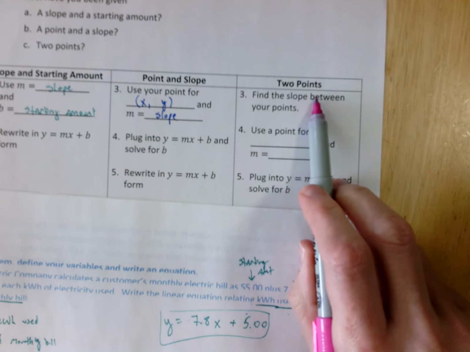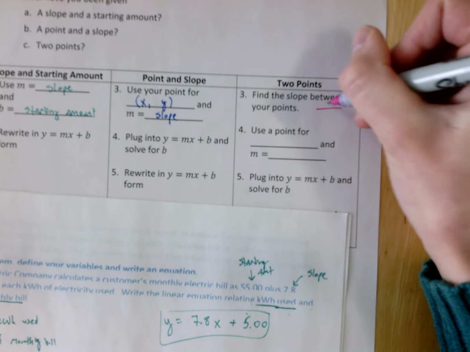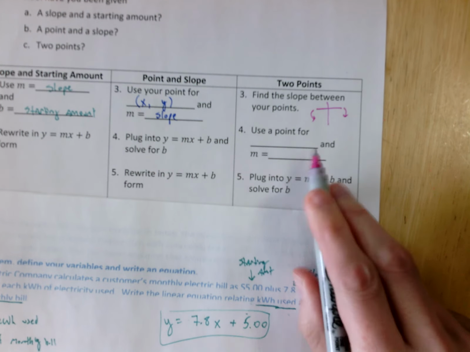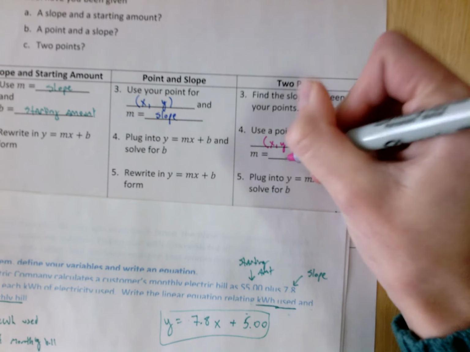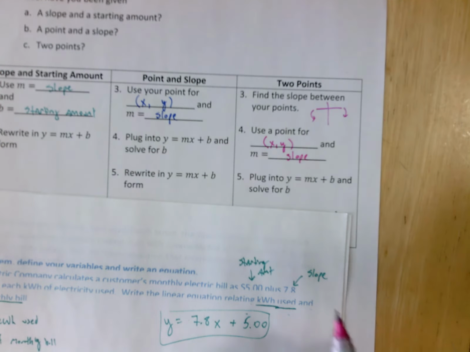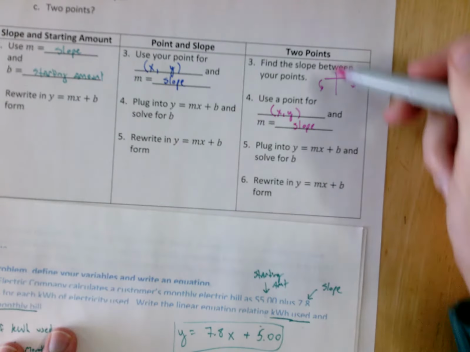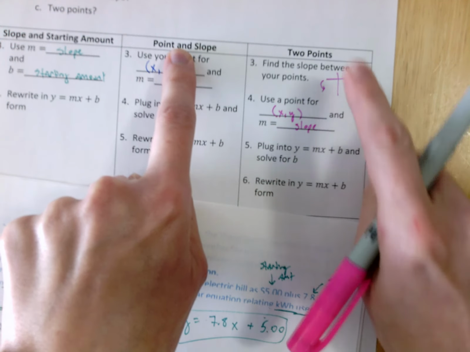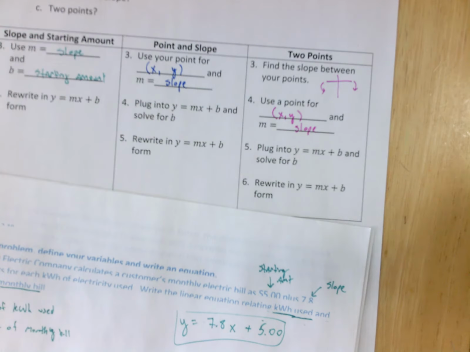So if they give us 2 points, first we're going to find the slope between our points, using our little table, where you find the change in y over change in x. Then we're going to use a point for x and y and use m for your slope, plug it into y equals mx plus b and solve, and then write your equation. So the only thing that's different between these two is that this one they give you the slope, this one they don't. If you look at these blanks, these are exactly the same. This one just has one extra step at the beginning. Okay, so that's how we're going to start this one.